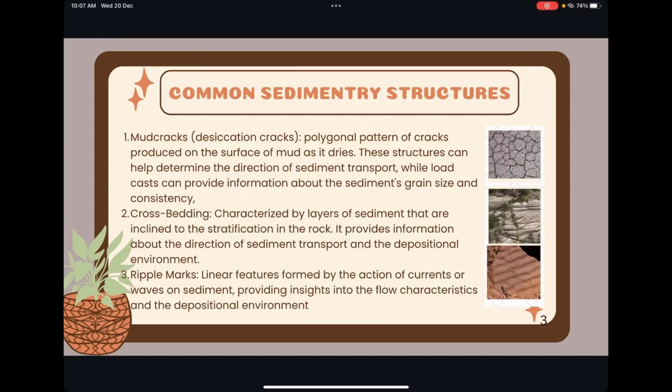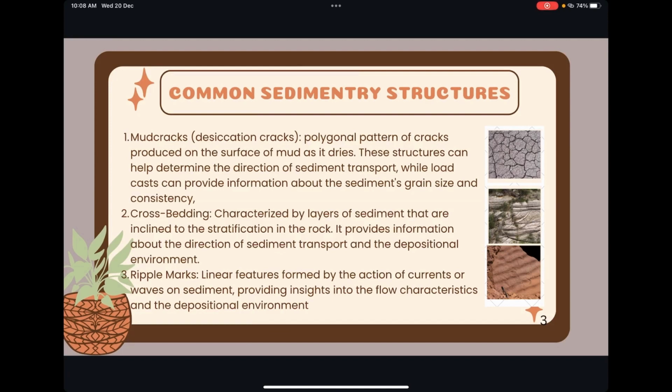The first one is mud cracks, which is a pattern of cracks that is usually produced when the mud dries. These structures can help determine the direction of sediment transport, while load casts can provide information about the sediment's grain size and consistency. Second is another famous sedimentary structure, which is cross bedding, characterized by layers of sediment that are inclined to the stratification in the rock. And it's significant because it provides information about the direction of sediment transport and the deposition environment.